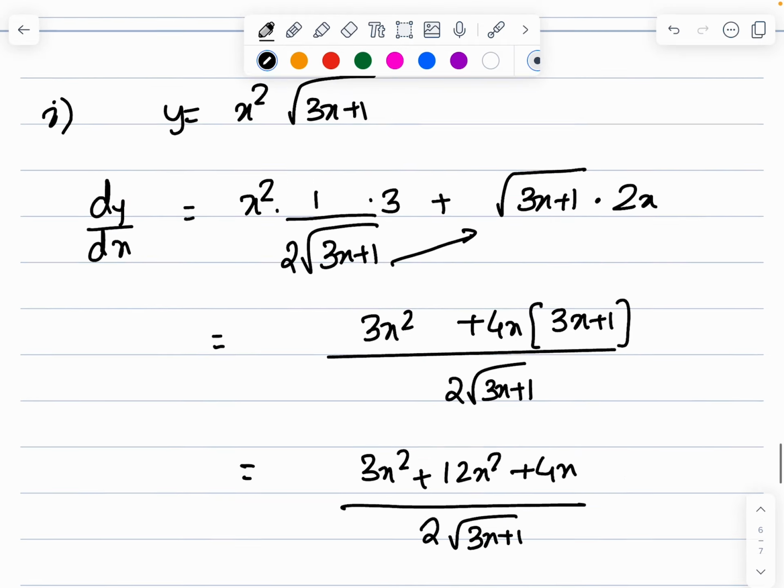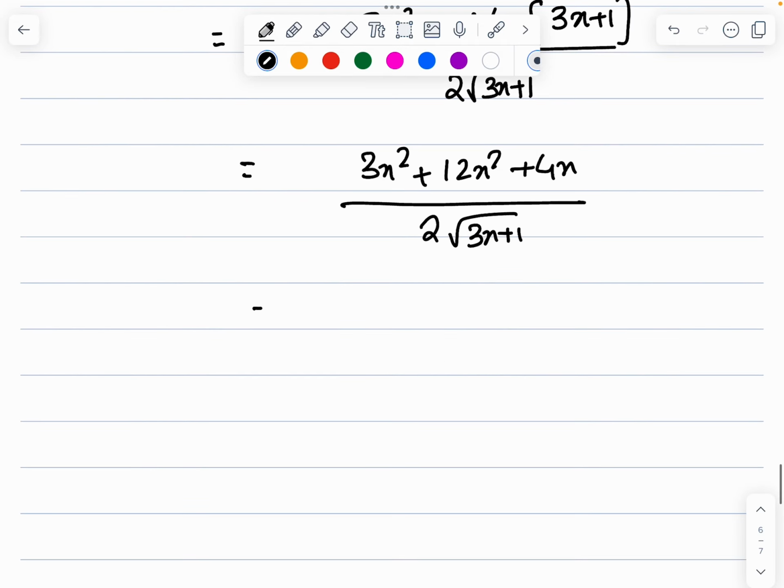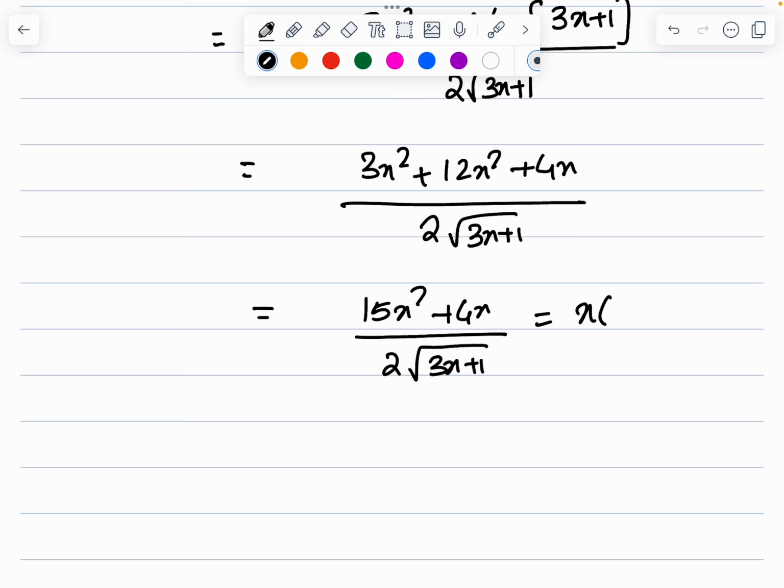So which is 15x squared plus 4x upon 2 square root of 3x plus 1. So I can take x common. So it becomes x times 15x plus 4 divided by 2 square root of 3x plus 1. This is going to be the answer.